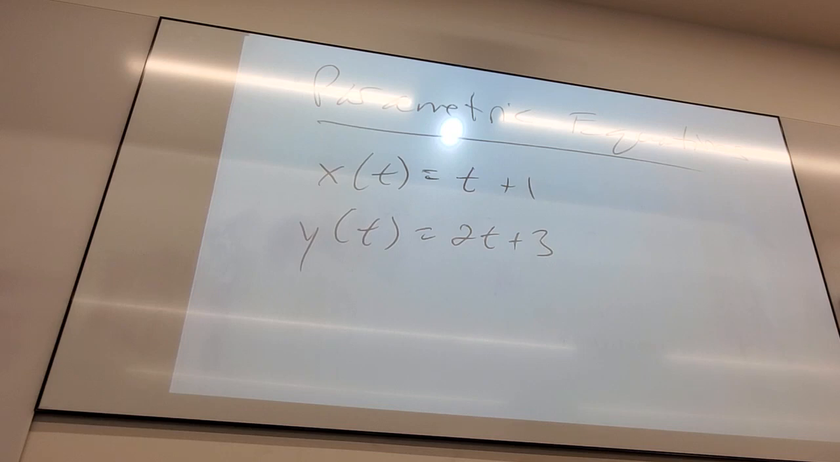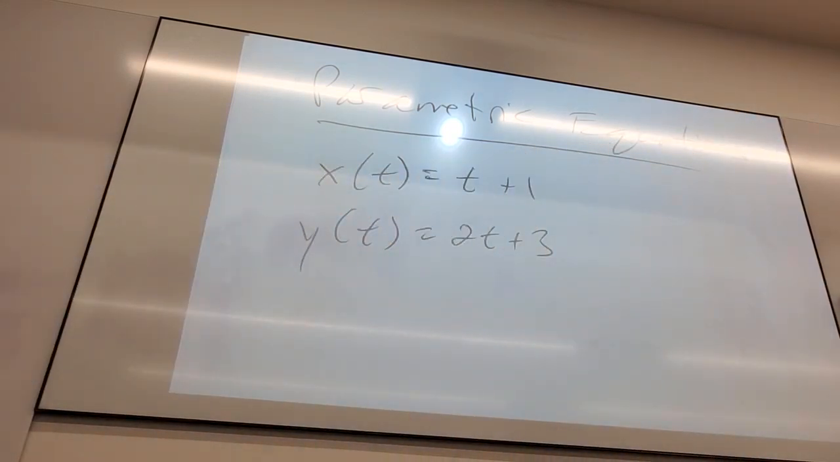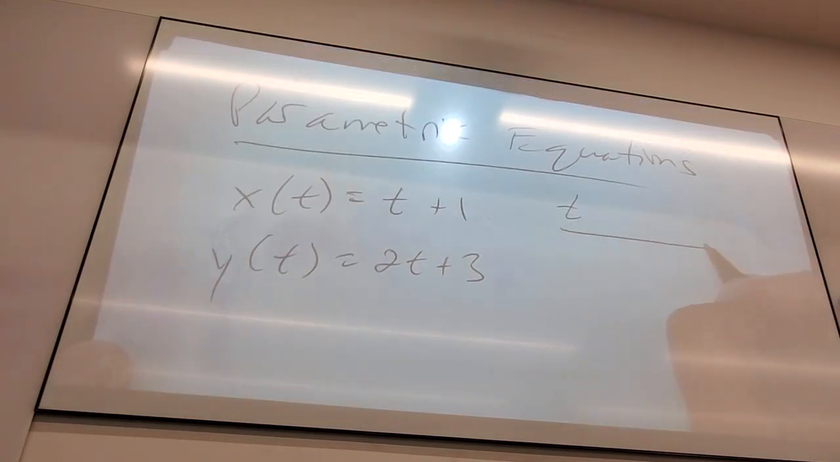So here's what we do. Normally, if I gave you a function y equals x squared, and we were just learning how to graph it, wouldn't we make an xy table? So here I'm going to do the same thing, except I'm going to make a t and x table.